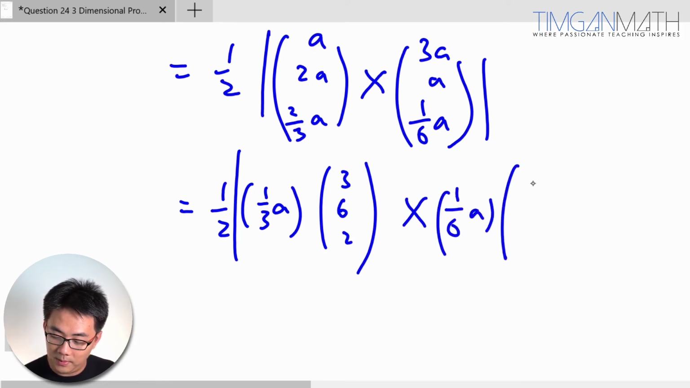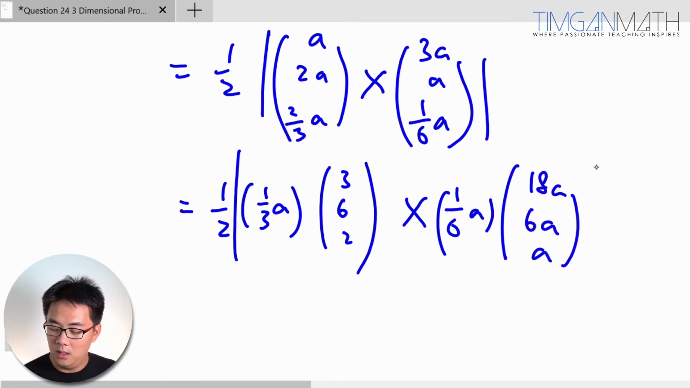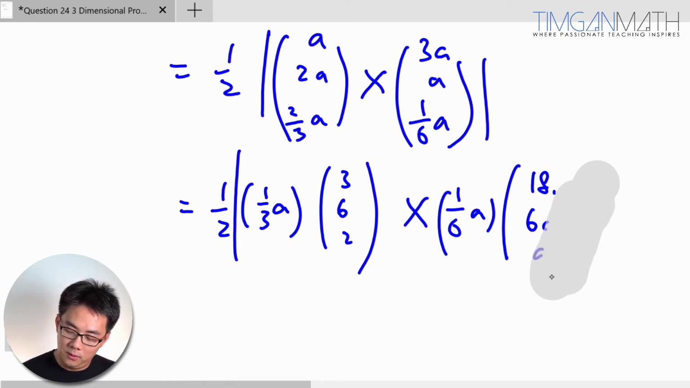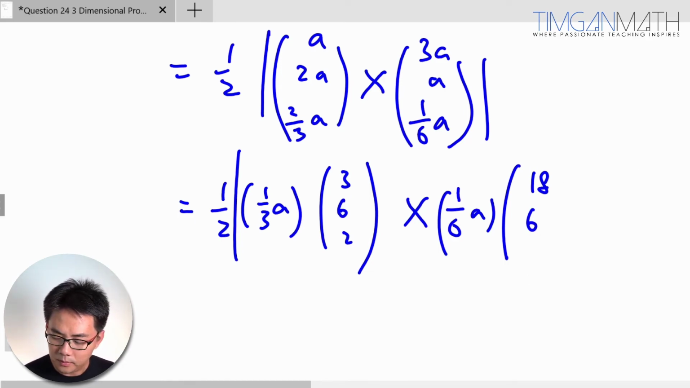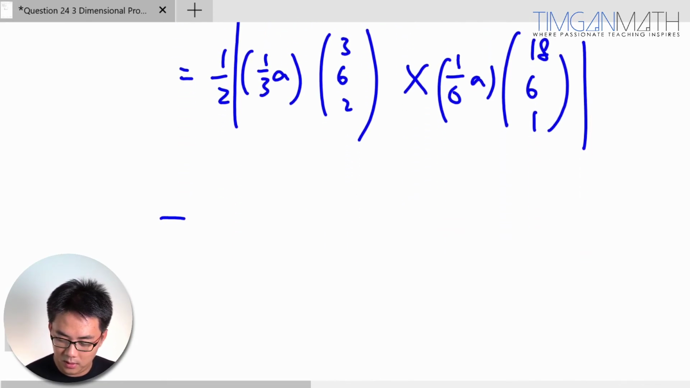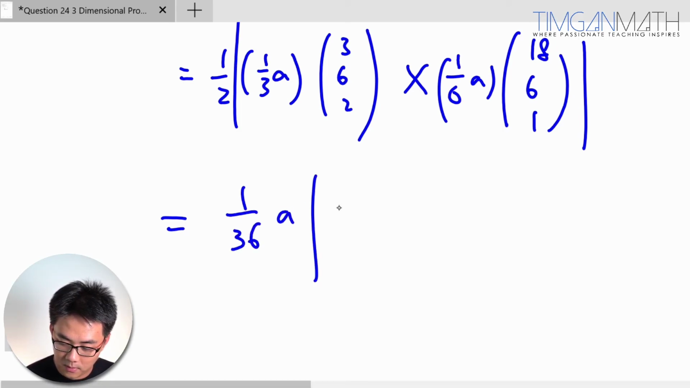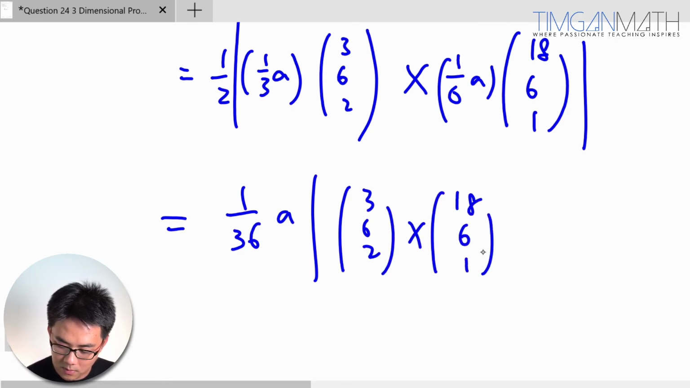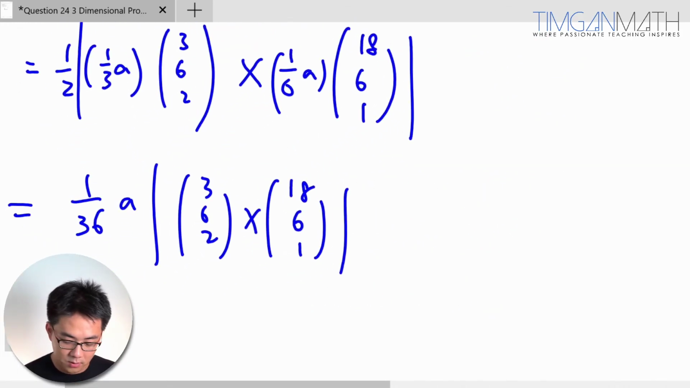This will be times 6. 18A, 6A. I think we did this just now, right? 6, 1. So this will be 18, 36, 36. Ta-da! Great.